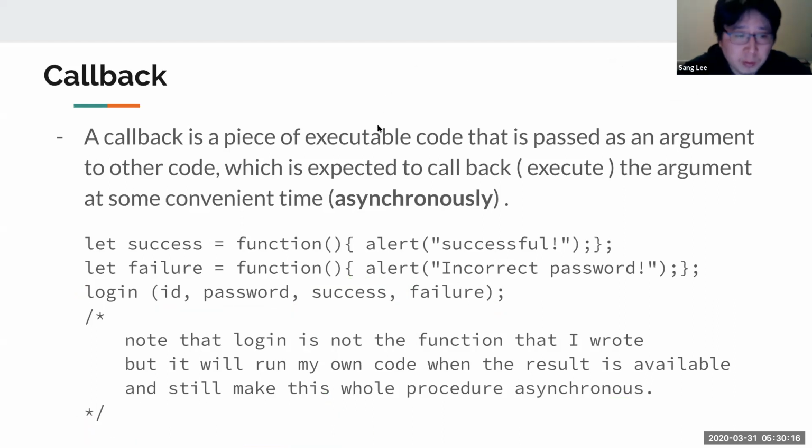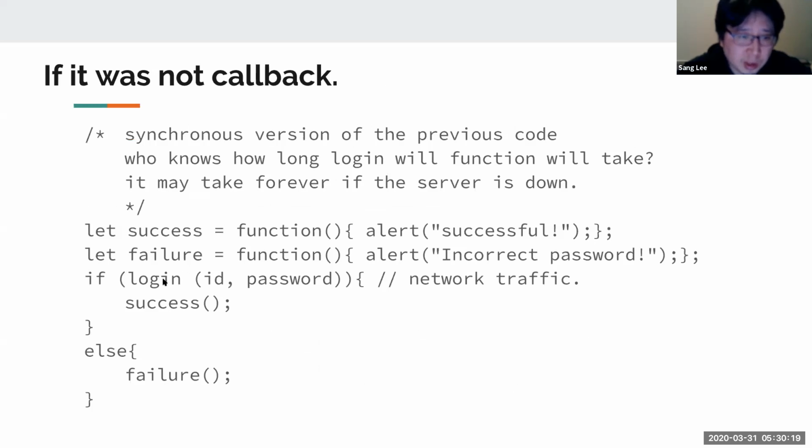So what if it was synchronous? Synchronous is something like this. Imagine that the login function is not going to take a callback, but instead it's going to let us know whether the password matches or not by returning true or false. And then what we can do is evaluate this login return value, and if it's true, it's going to run success, and if not, it's going to run failure. So this indicates it's synchronous, this means that this line cannot be run without getting the results of this login function, right?